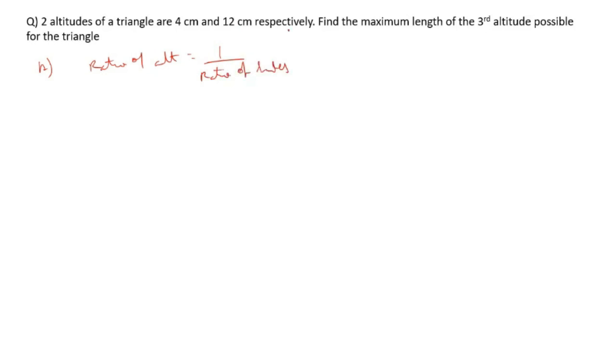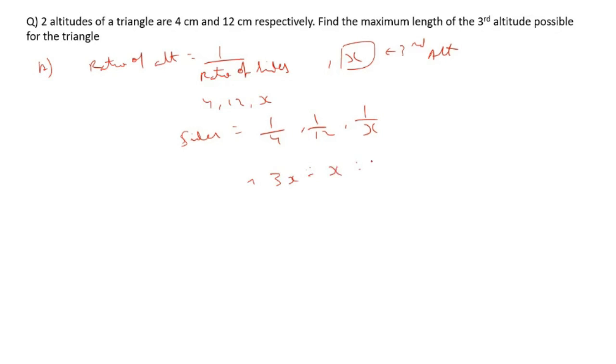So if the third altitude is x, this x we need to find out, the altitudes are 4, 12 and x. So the sides would be the reverse of this ratio: 1 by 4, 1 by 12, 1 by x. These will be the sides, right? If you want to put it in a more comfortable format, then you can multiply. Again, these are ratios, you can multiply with a uniform number. So let's multiply all three by 12x, like the LCM basically. So this would be 3x is to x is to 12. These would be the sides.